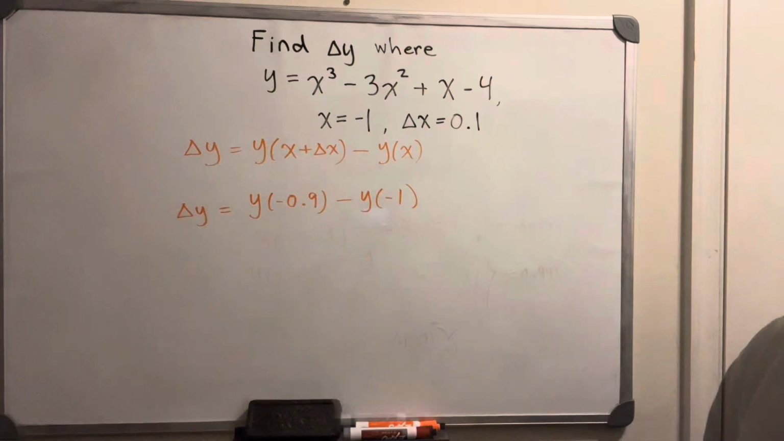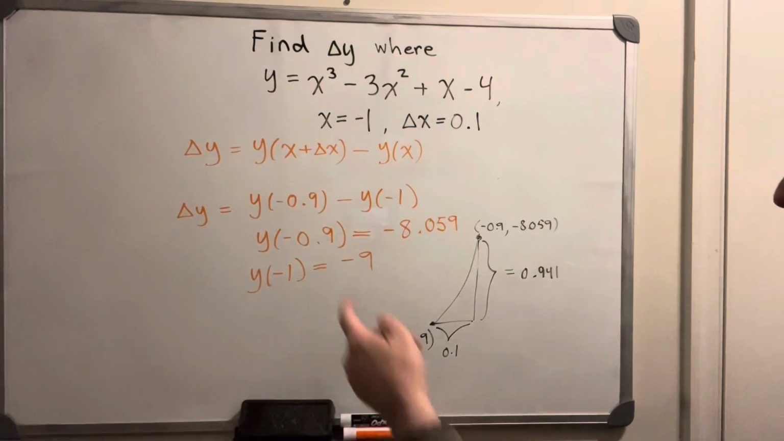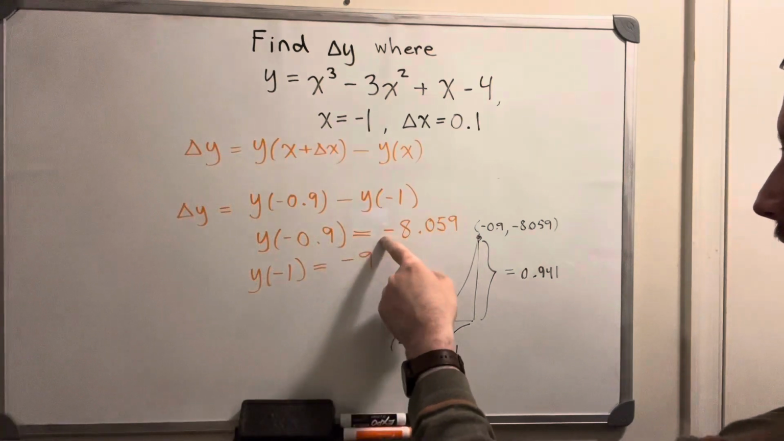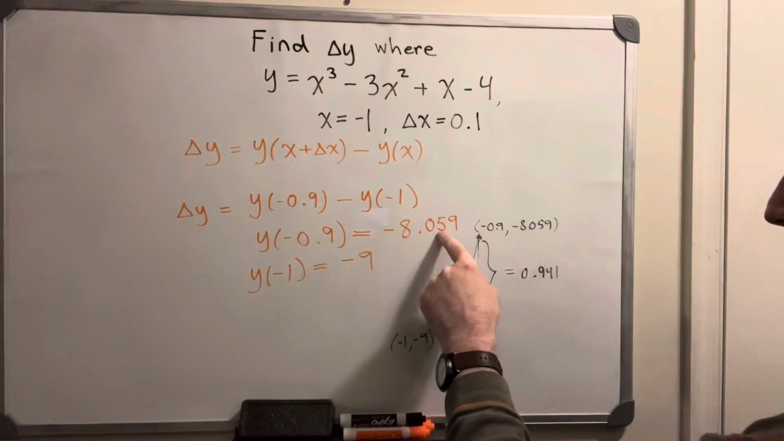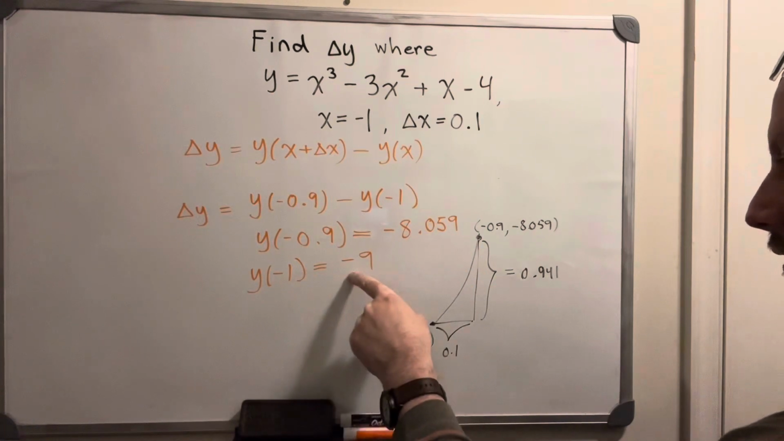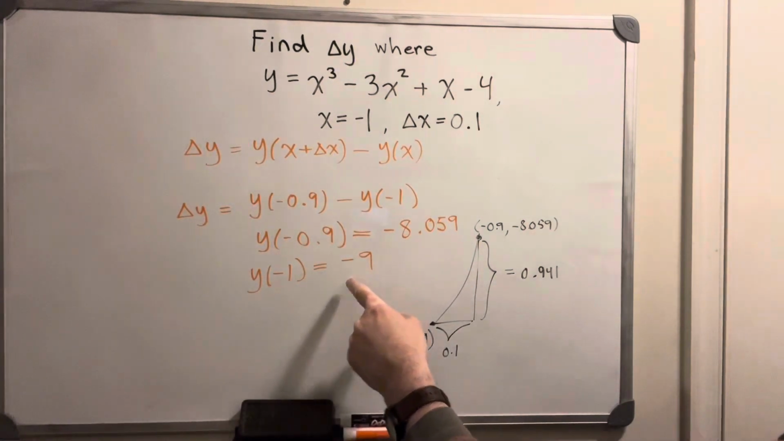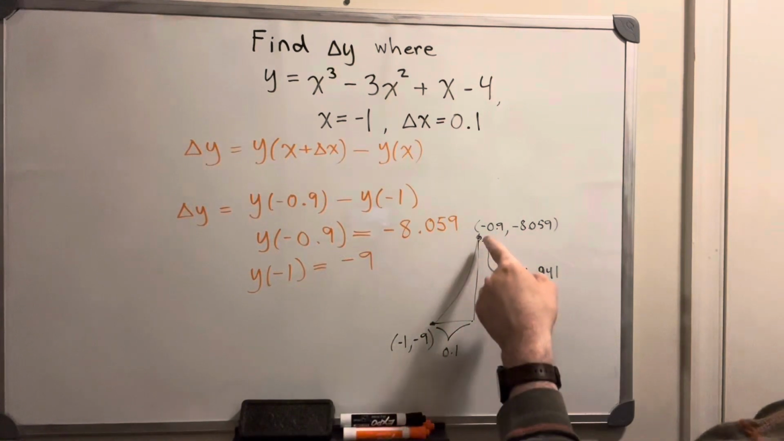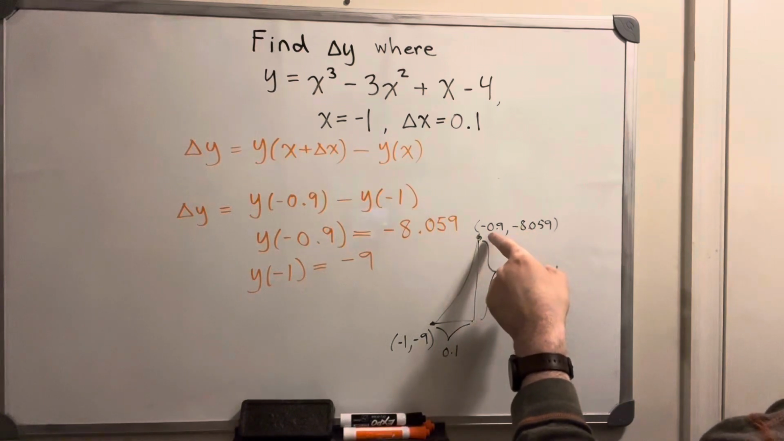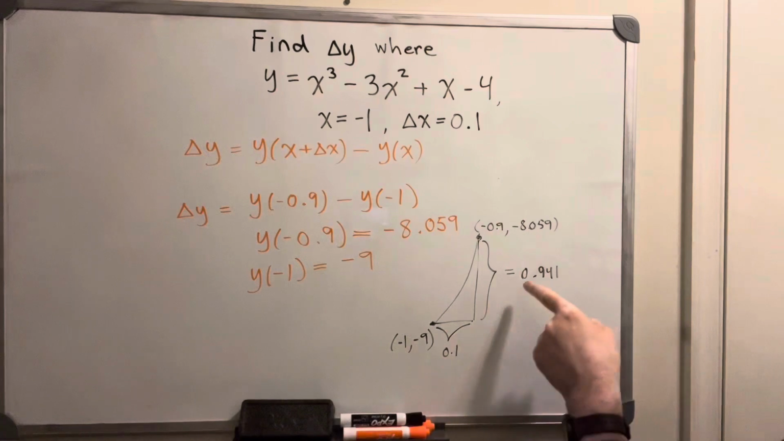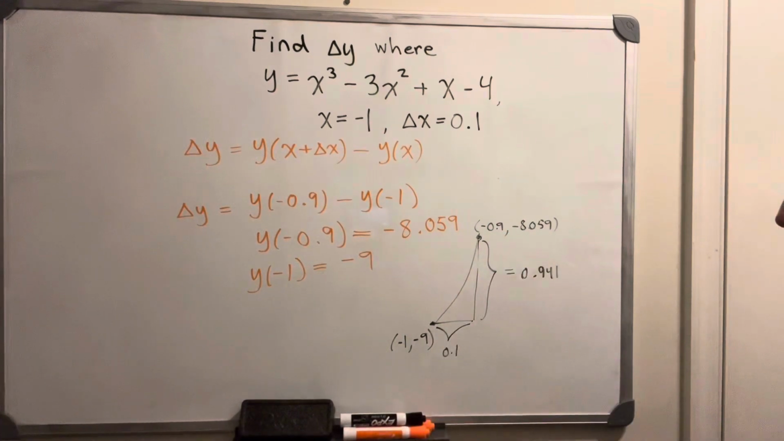And then subtract from that what the function gives when we plug in -1. Plugging in these values, y of -0.9, the function's value was -8.059, and at x equals -1, the value of the function was -9. Here's the tiny sketch. So we want to know the difference between -8.059 and -9. The difference, the delta y, was 0.941.